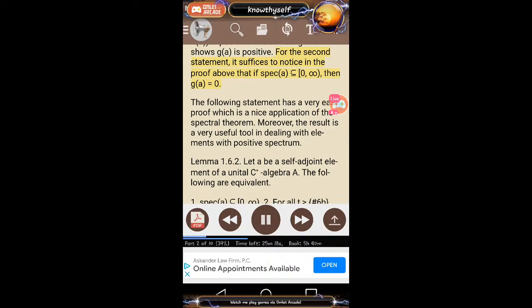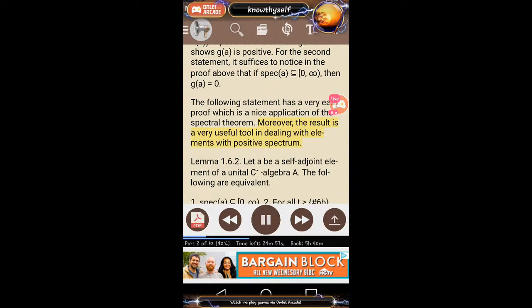For the second statement, it suffices to notice in the proof above that if spec A is contained in [0, infinity), then g(A) equals 0. The following statement has a very easy proof, which is a nice application of the spectral theorem. Moreover, the result is a very useful tool in dealing with elements with positive spectrum.